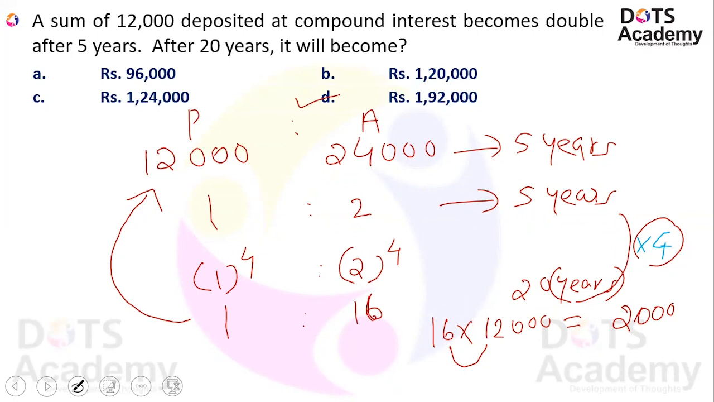1,92,000. Or you can simply multiply 16 into 12. That is 192. And you can put 3 zeros. That is 192,000 or 1,92,000. Again, your case is very simple because of this shortcut. Then we can go to the next problem.